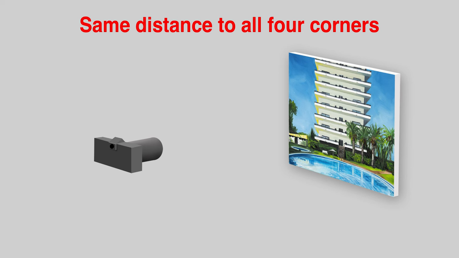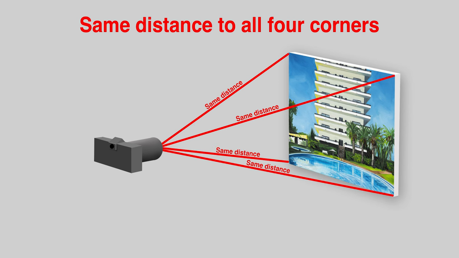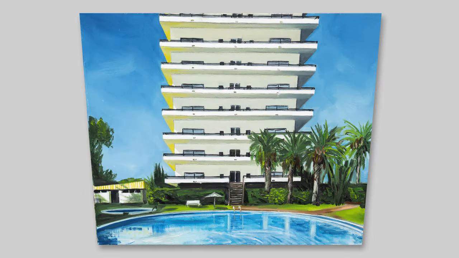Another simple way is just to check you have the same distance from the lens to the four corners of the painting. That way you don't get distorted lines.